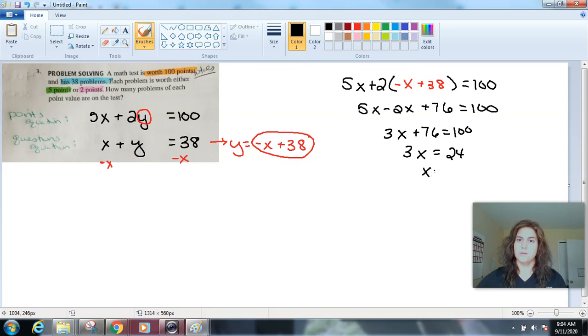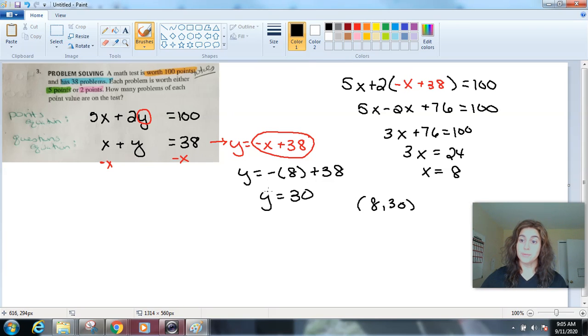All right, I'll subtract those 76 over, get 24. So x equals 8 at this point. Once I know 8, I'm going to plug it back in to, I'm going to choose this y equals, just makes it easier. You could plug it in anywhere if you want to go back to the originals. And then y equals 30. Now, if this was a graph or just two regular problems, the point would be 8, 30.